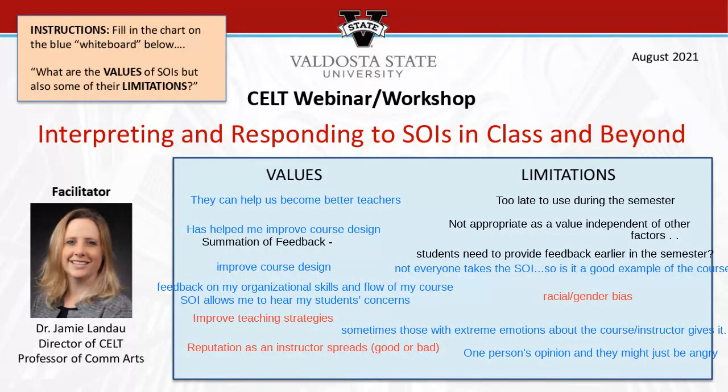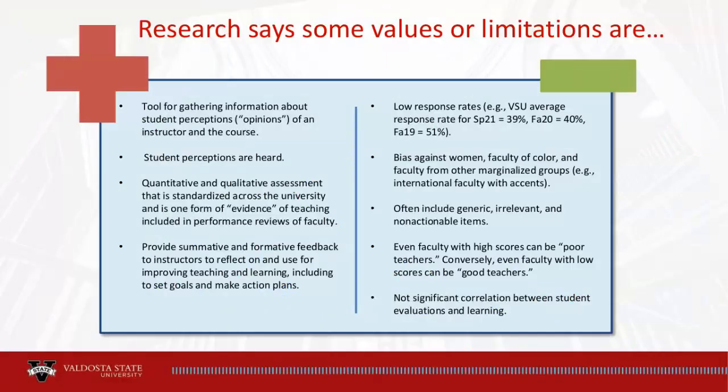Okay, so I hope now y'all are wondering, what additional research does the research say about interpreting and responding to SOIs? So I'm going to move to the next slide, and that's going to erase our board, but I've recorded this, so we'll be able to see it if you watch the recording. So what does the research say are some values or limitations of what we call SOIs at VSU, student opinions of instruction? In the literature, they're often called student evaluations of teaching, SETs. But we'll talk even about why the word evaluation may not be an appropriate word.